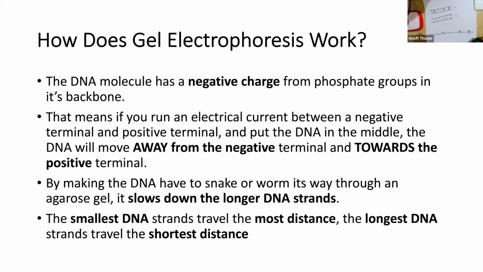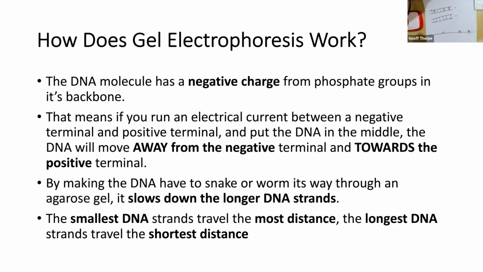And now the next part is, how do we separate it based on size? The way we do that is by making the DNA molecule have to snake or worm its way through an agarose gel. That slows down the longer strands. If we imagine the agarose gel is like a big matrix, the DNA molecule is almost like it's got to go through an obstacle course. So the smaller strands are able to move the fastest. You could say they're the lightest. They don't get caught up or snagged as much. So the smallest strands can move very fast. The very longest DNA strands, which are heavier, get snagged more.